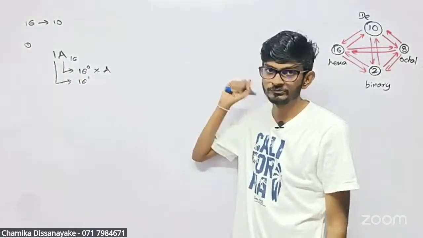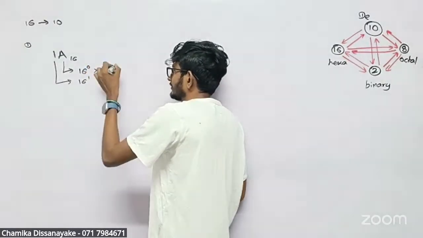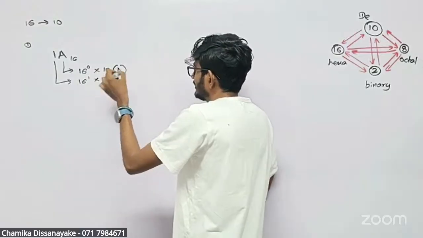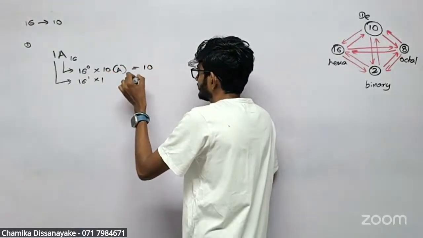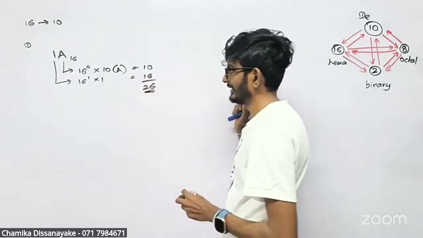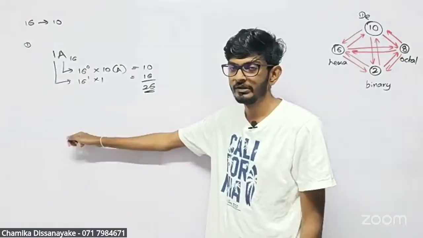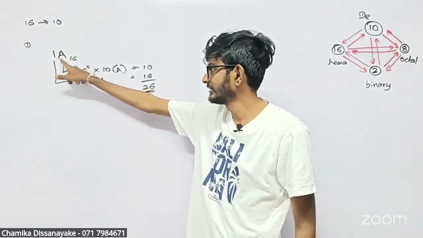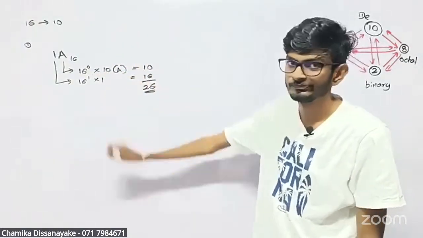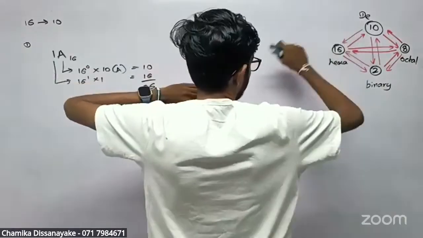Here we need to write the value. What is the value? 10. 10 is the value for A. Here 1, the same value. 16 times 1 is 16, plus 10, 26 is the value. Likewise, the only difference is the weighting factor, 16 to the power. And the other thing is, if we have symbols like this, we need to write the value, not the symbol, right? This is how we convert hexadecimal to decimal.